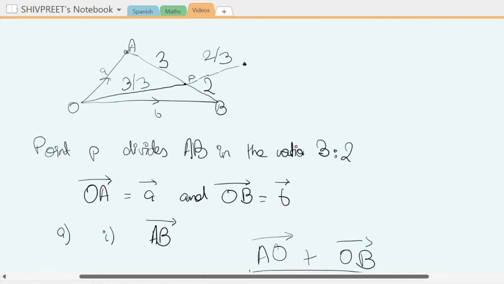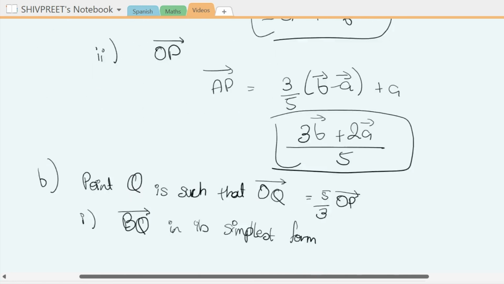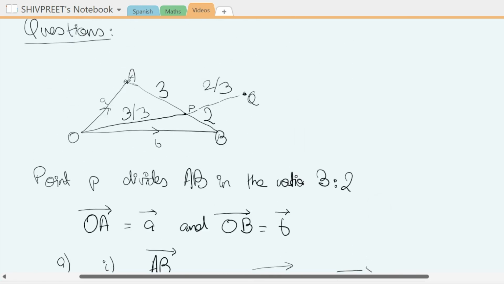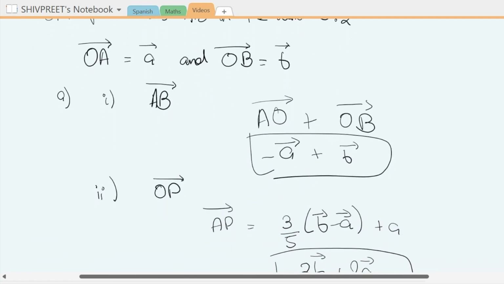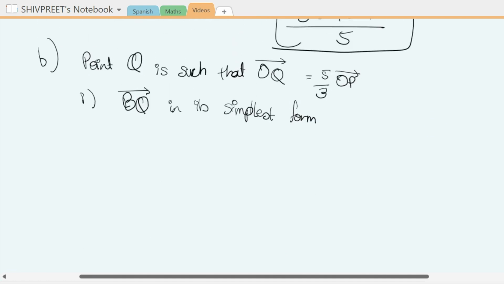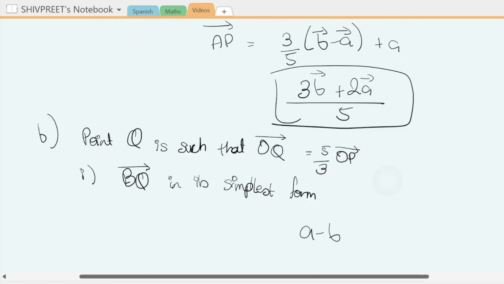So B, and this is Q. BP will be 2/5 of the length of AB. We know that, but this is AB. So we need to flip the signs around because it's going from point B to point P, not point P to point B. So minus A plus B becomes plus A minus B. So A minus B. And now we need to find 2/5 of that for BP.